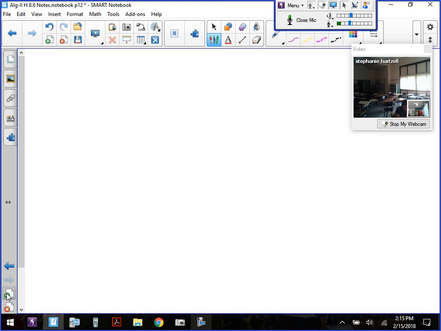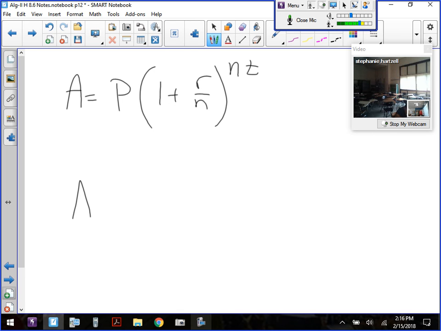Then you had your money ones. Your overall amount is equal to your principal, your initial amount, times 1 plus the rate over the number of times compounded, to the number of times compounded times the number of years. And those were the two amounts you had. Remember that the amount is how much you have at the end. P is your initial amount, your principal, how much you put in.